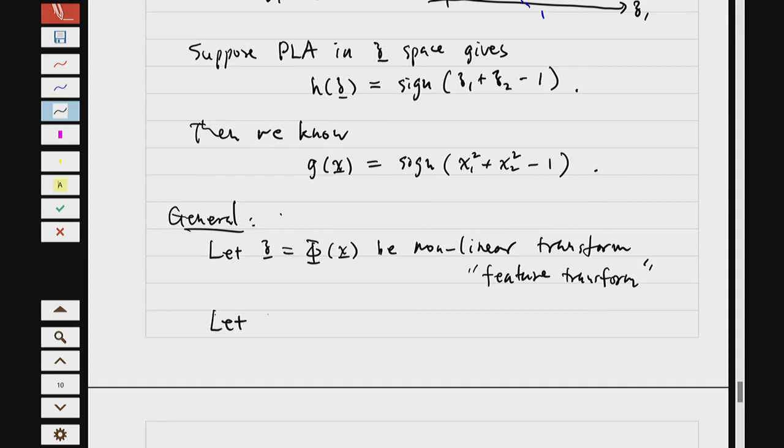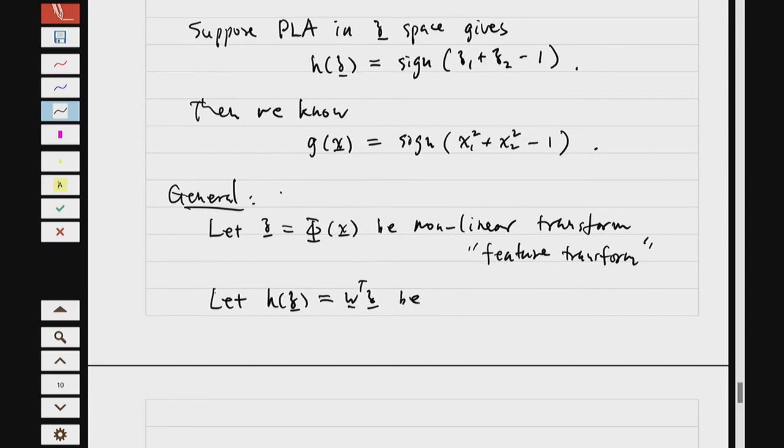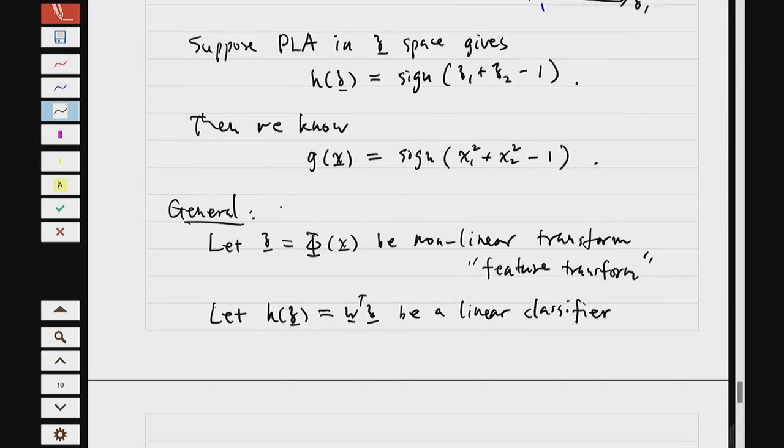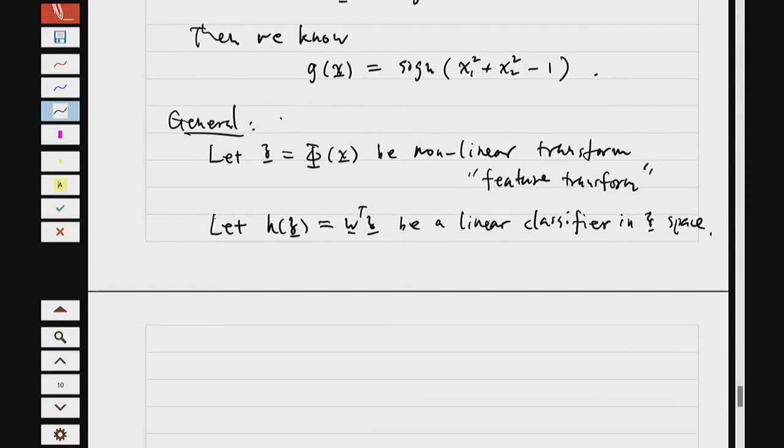And then suppose you are able to solve this problem using your linear separation, either linear classification or regression, it doesn't matter. Let's say just use classification as an example. But notice that this is linear only in the Z space. Then g of x would be simply what? h of phi of x, right?